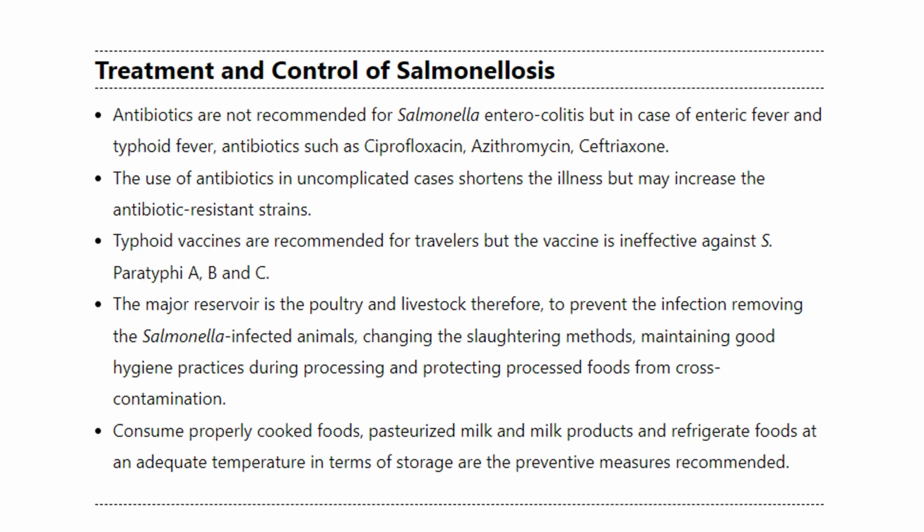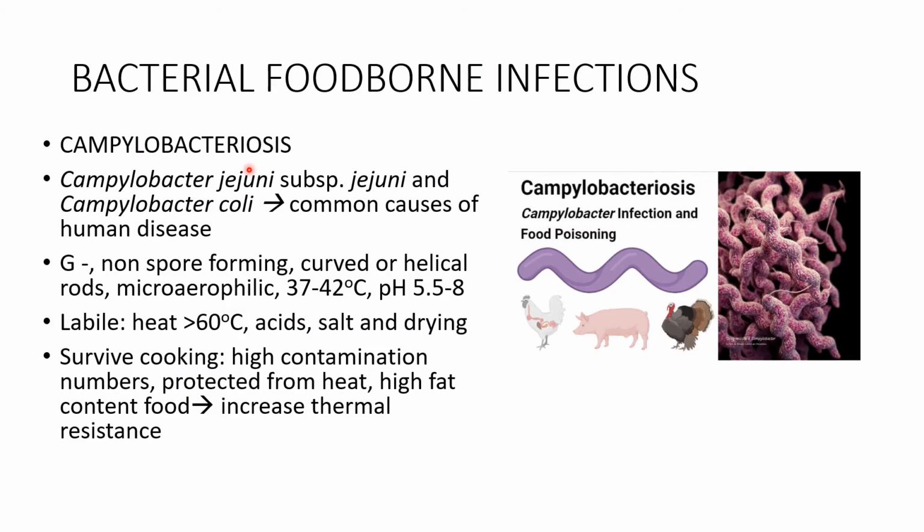and of course to prevent the reproduction of Salmonella. So next, you have your Campylobacter. It is caused by Campylobacter jejuni subspecies jejuni and Campylobacter coli, the most common causes of human campylobacteriosis. So again, these are gram-negative. They are non-spore forming, and they are sometimes curved or helical rods. They are microaerophilic, and they prefer 37 to 42 degrees Celsius and a pH of 5.5 to 8. So again, low acid to neutral.